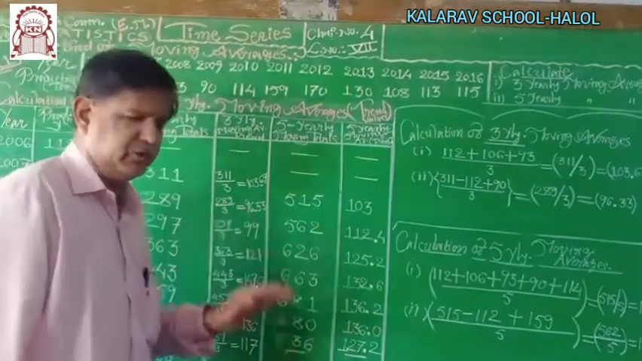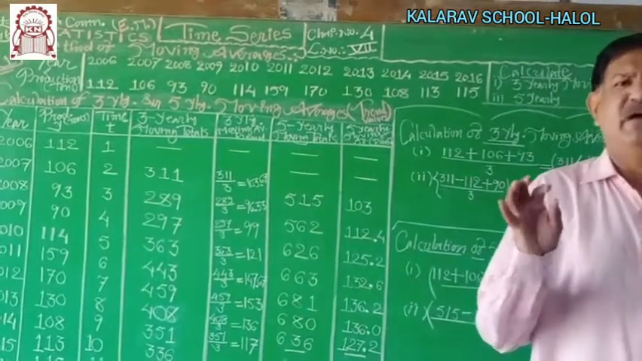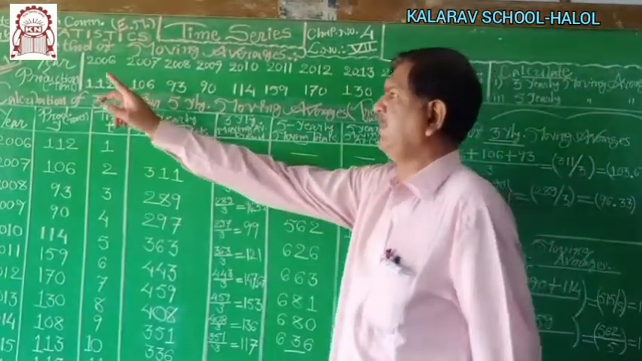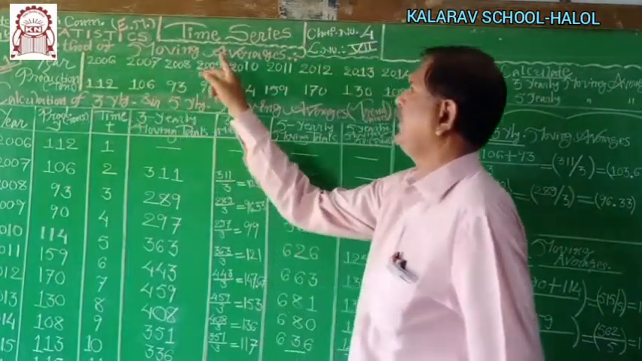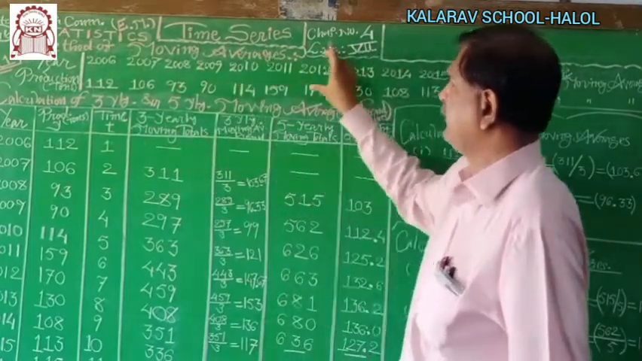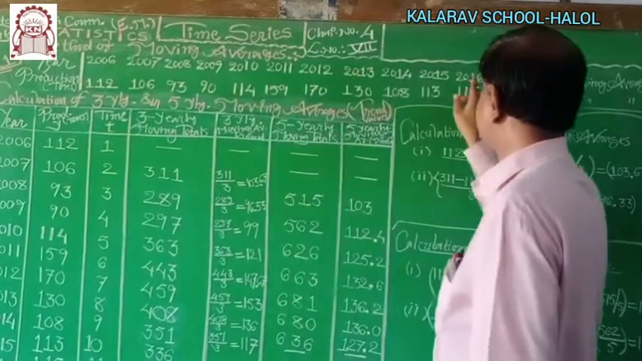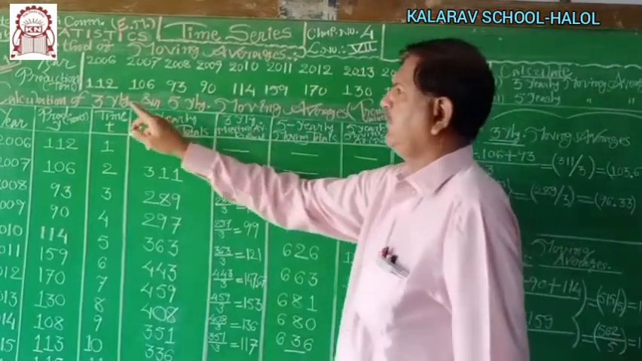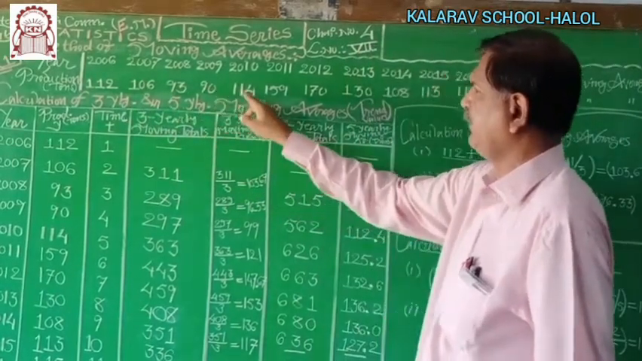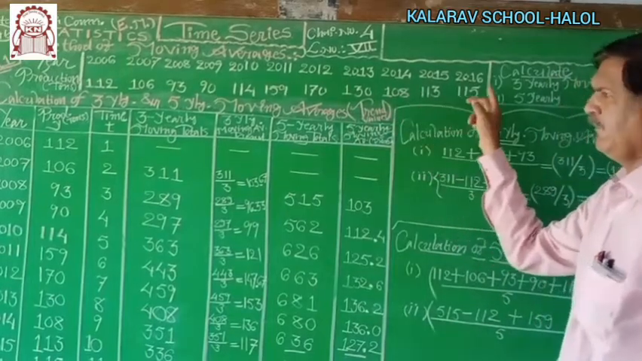Moving average method. Moving means one by one, a number is added and another one is subtracted. Now, example number 1. This is the method of moving averages. Year and production data is given to us for 2006, 2007 up to 2016. Production respectively is 112, 106, 93, 90, 114, 159, 170, 130, 108, 113 and 115.